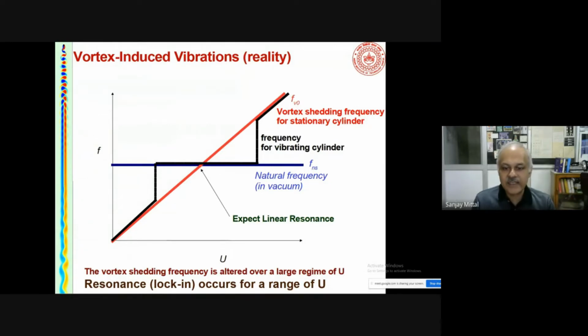Question number one is, do these frequencies exactly match? Question two could be, what is the range of this lock-in? For example, does it depend on the mass ratio? If I take a lighter system versus a heavier system, do I get a bigger range of lock-in? What about the Reynolds number? What about the amplitude of the system?